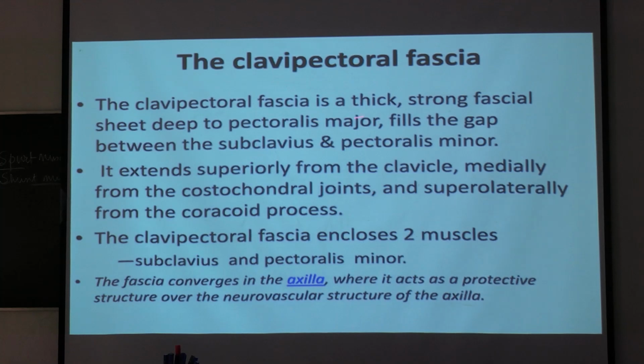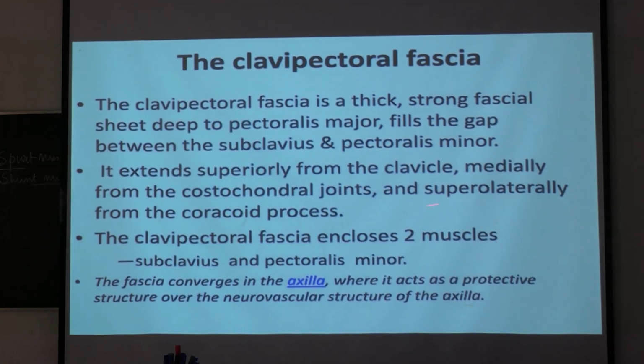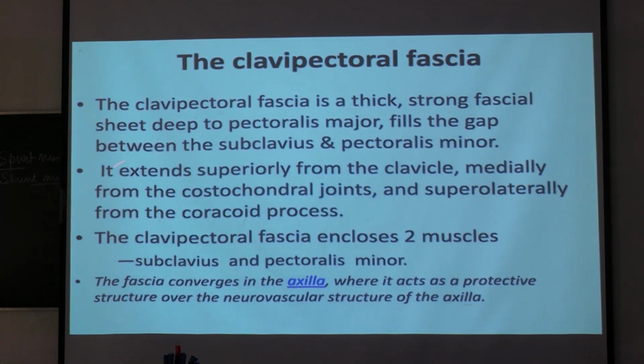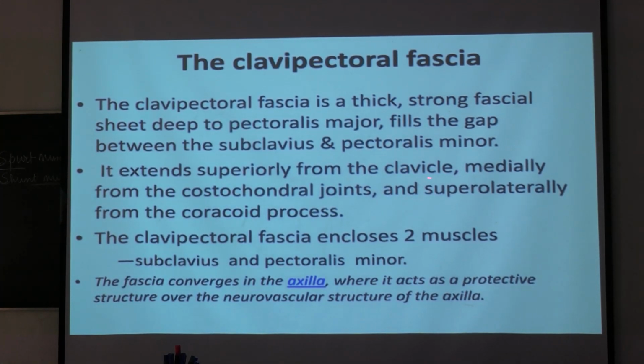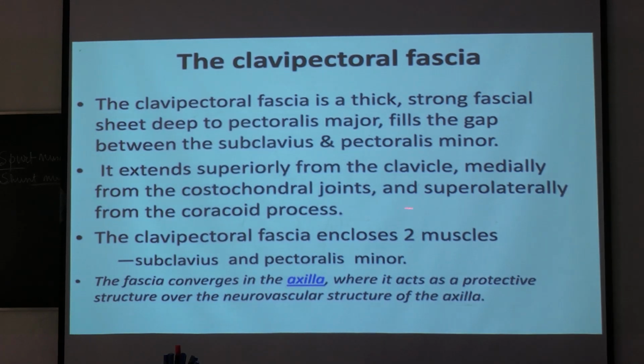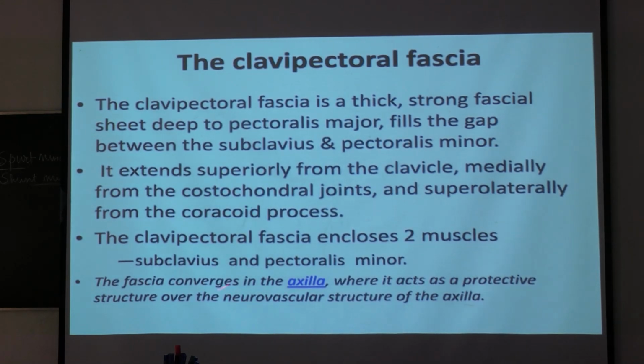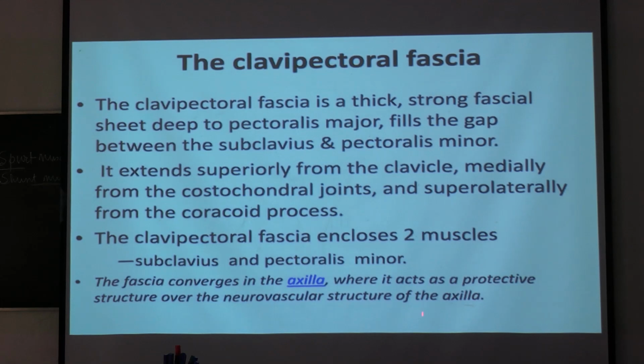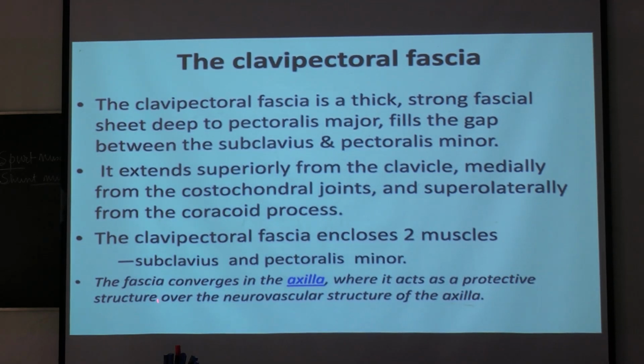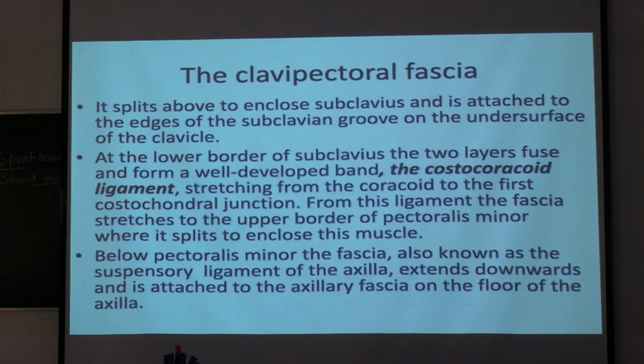So the clavipectoral fascia is a thick, strong fascial sheet deep to the pectoralis major, filling the gap between the subclavius and pectoralis minor. It extends superiorly from the clavicle, medially from the costochondral joint, and superolaterally from the coracoid process. It encloses two muscles, subclavius and pectoralis minor, and this fascia converges in the axilla, where it acts as a protective structure over the neurovascular structures of the axilla.